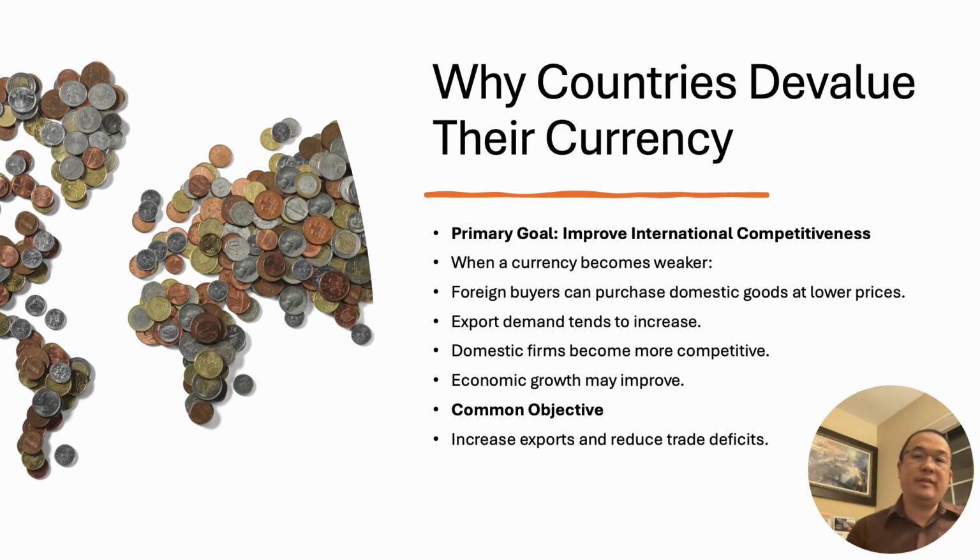The primary reason governments devalue their currencies is to improve international competitiveness. So think about it from a business perspective. If products become cheaper for foreign buyers, export sales increase. Companies produce more goods. More workers are hired. Economic growth improves. This is important and especially attractive for export-oriented economies. In many cases, governments use devaluation as an economic stimulus tool when growth is slowing.